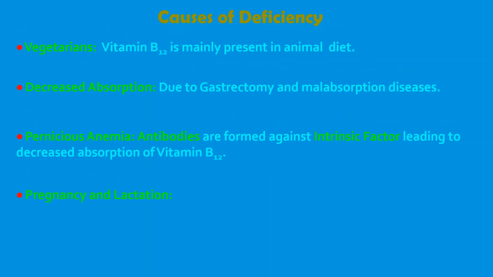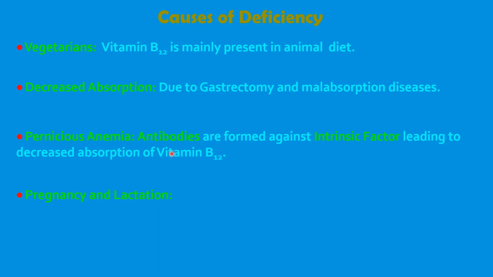So how can we get deficiencies of vitamin B12? First, vegetarians. We've seen B12 is very common in animal diet, so strict vegetarians are likely to be deficient in vitamin B12. We can have decreased absorption because of gastrectomy. We have seen intrinsic factor is produced in the stomach. If the stomach is cut off, we'll have reduced production of intrinsic factor. And in malabsorption, where we have problems with absorption, it can interfere with the absorption of B12.